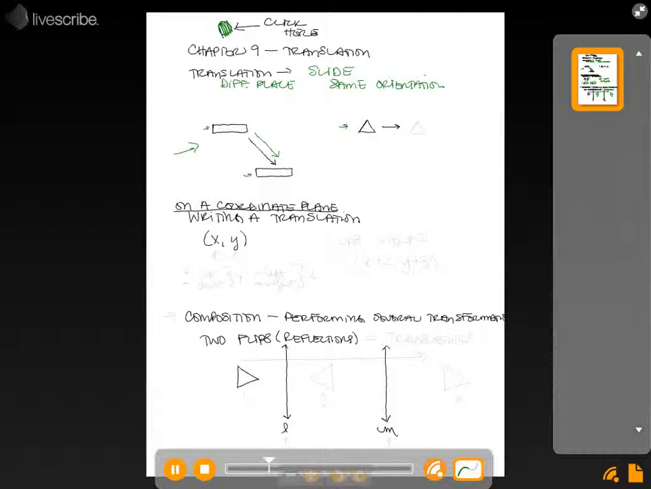Here is another one. I've got my triangle. My arrow says to slide it to the right. So there's my triangle now. Notice that they're the same size. It's just in a different place. That's what a translation is.